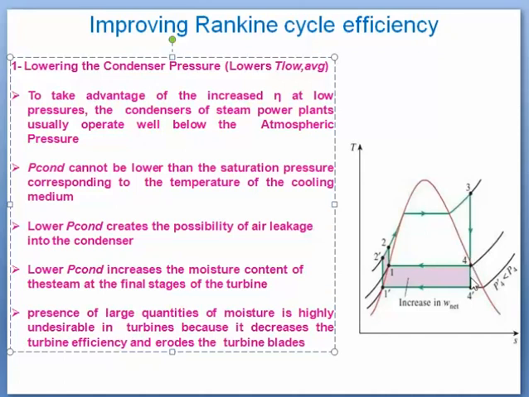So when we are lowering this condenser pressure, you can see this point 4 has shifted to 4 dash. This 4 dash is in a more wet zone. So the lower condenser pressure increases the moisture content of the steam at the final stage of the turbine. And the presence of large quantities of moisture is highly undesirable in turbines because it decreases the turbine efficiency, and by the impact of these water droplets, there may be chances of erosion of the turbine blades.